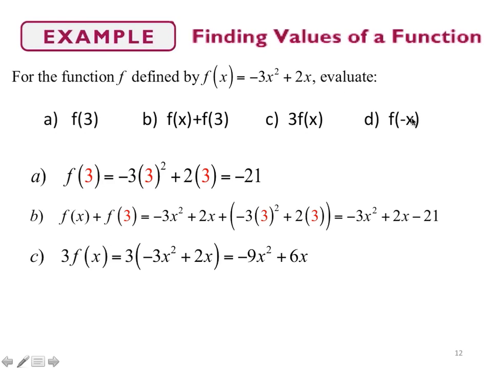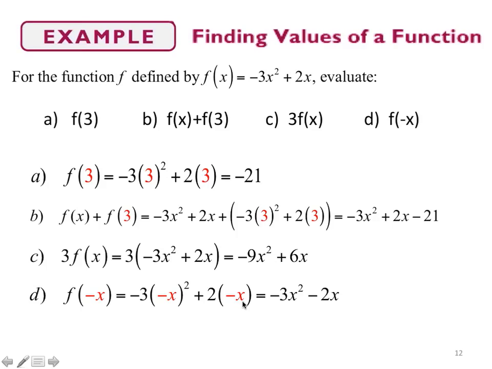Okay, f of negative x. So what this one means is that everywhere you see an x, you're going to be replacing it with negative x. So what we have here is negative 3 from our equation up here times negative x squared, since in the place of x we're putting a negative x, plus 2 times negative x.